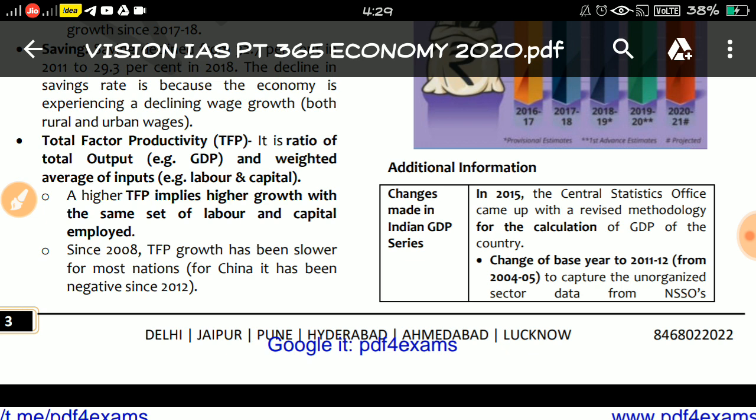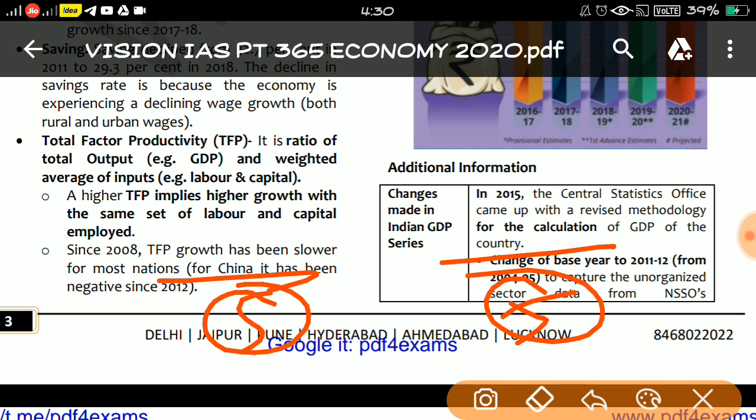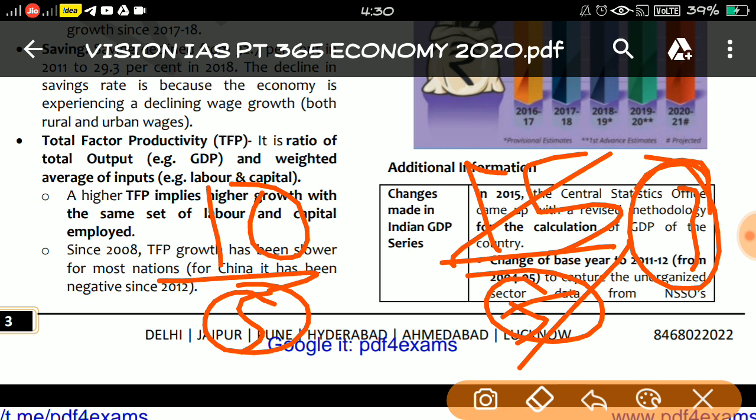A higher TFP basically implies higher growth with the same set of labor and capital. So you can easily understand that if TFP is increasing, it means that at a given input our output is increasing. For example, let's say the input is 5, and here also the input is 5. If the output is 10, and if it is 15, you will see that TFP is higher in terms of this particular calculation. Here you will get 3, here you will get 2. So higher TFP basically implies this phenomenon.